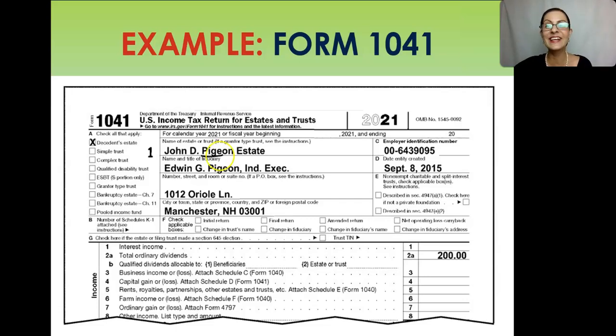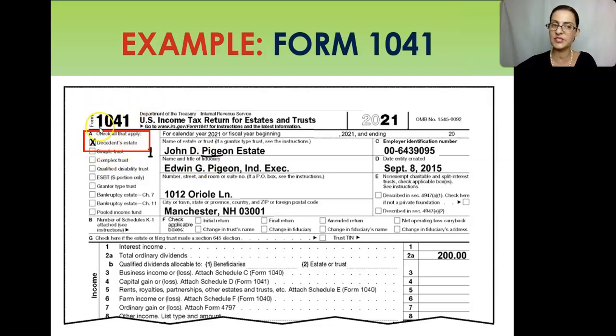Okay, so once again, this is an example right from the IRS website. The name of the deceased is John D. Pigeon, and it's the John D. Pigeon estate. And then the fiduciary is listed right below that. I wouldn't say right below him because he's dead. John Pigeon is dead. And the fiduciary is Edwin G. Pigeon, maybe a brother or something. And he's the executor right here. It says executor. And right here, it's marked what type of entity it is. So this is a decedent's estate.